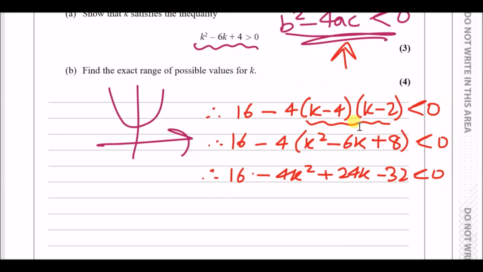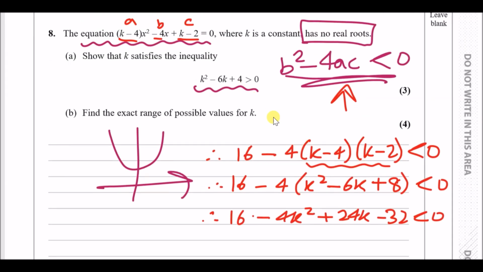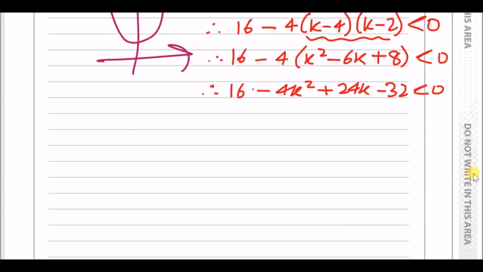Now, let's just tidy this up. Notice how the sign is greater, and you can see k squared is positive. So they probably moved everything to the right side, yeah? Let's do that right now, but before that, let's tidy up first. So you've got 16 take away 32, which is minus 16, and then minus 4k squared plus 24k less than 0.